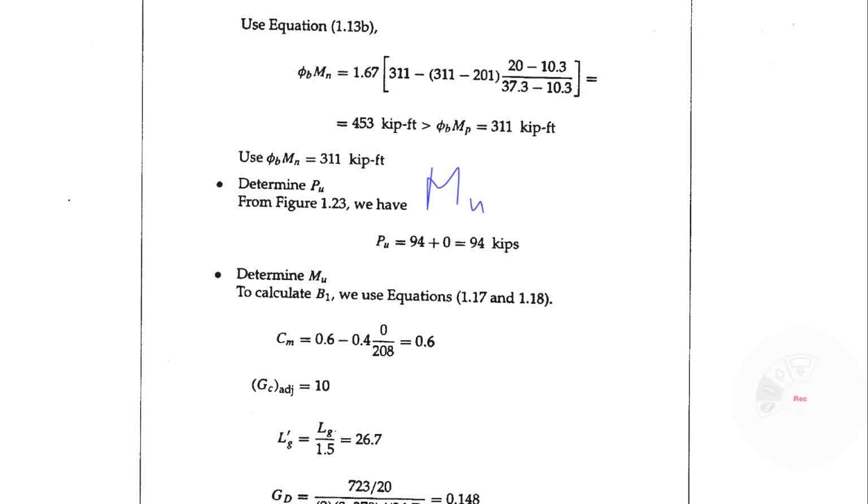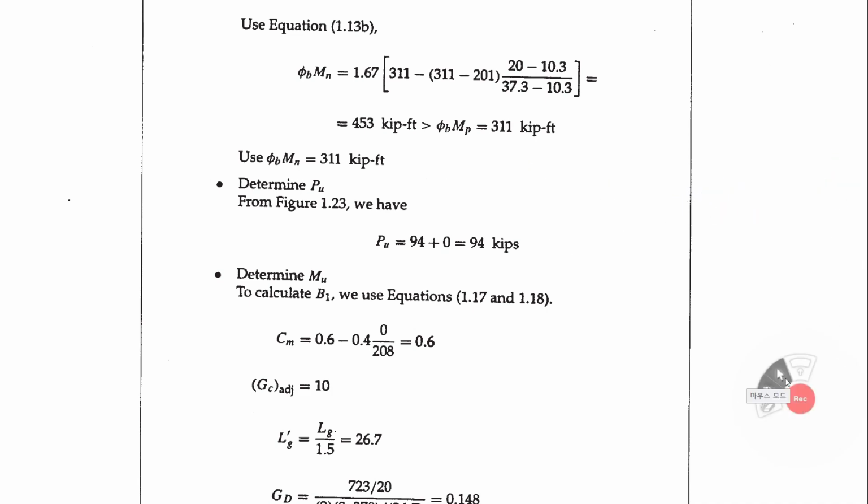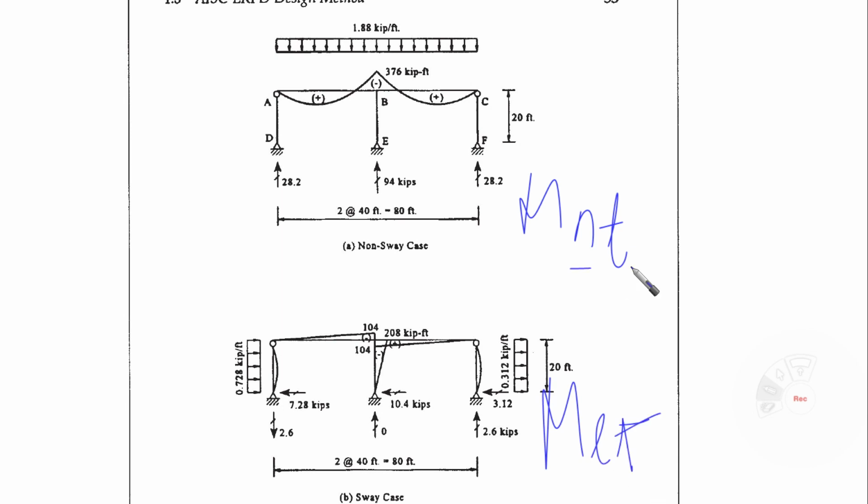Mu equals B1 MNT plus B2 MLT. Here, this is MNT, this is MNT, this is MLT, because the moment without side sway has no translation, and the moment is with lateral translation. As you see, MNT of this column equals 0, right? There is no moment. We just have the moment in the case of lateral translation, the lateral sway case. The maximum moment is 208 of the column.